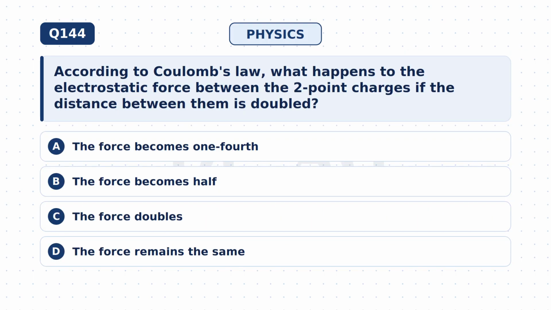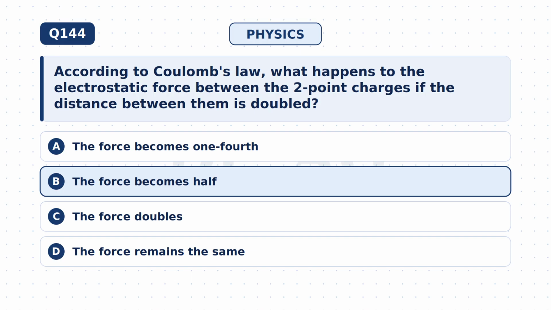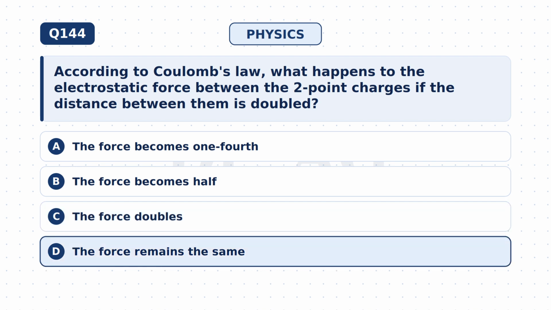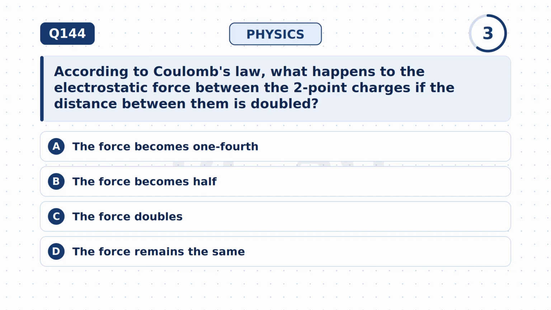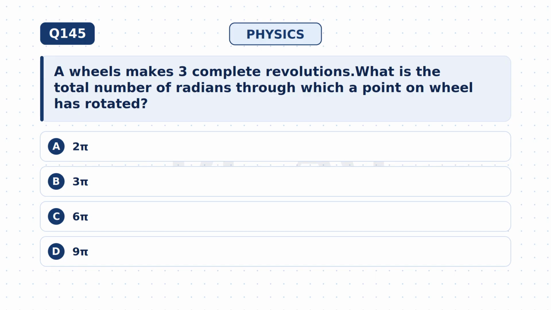Question 144. According to Coulomb's law, what happens to the electrostatic force between the 2-point charges if the distance between them is doubled? Option A, the force becomes 1/4. Option B, the force becomes half. Option C, the force doubles. Option D, the force remains the same. The correct answer is A, the force becomes 1/4.